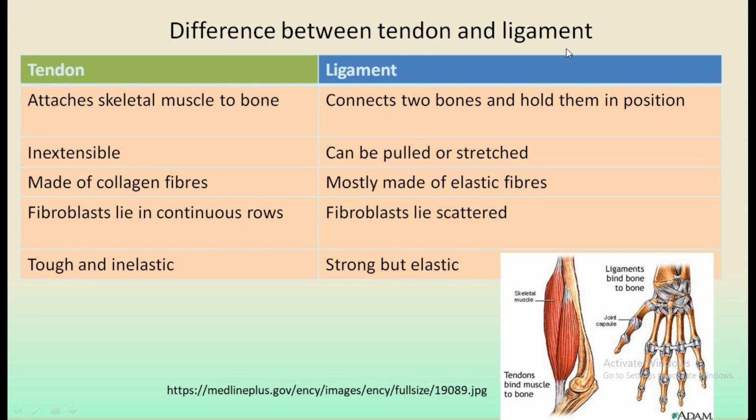Let us see the difference between tendon and ligament. Tendon attaches skeletal muscle to bones, while ligaments connect two bones and hold them in position. Tendons are inextensible, made of collagen fibers, while ligaments can be pulled or stretched, and they are made mostly of elastic fibers. The fibroblasts are present in continuous rows in tendon, while the fibroblasts are scattered in ligament. Tendons are tough and inelastic, while ligaments are strong but elastic.